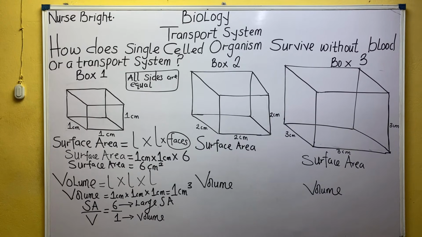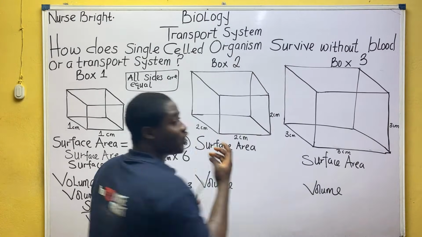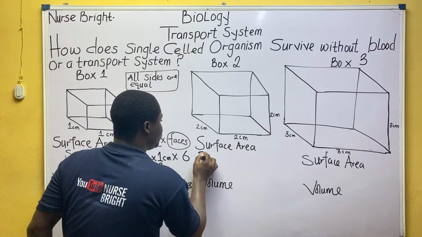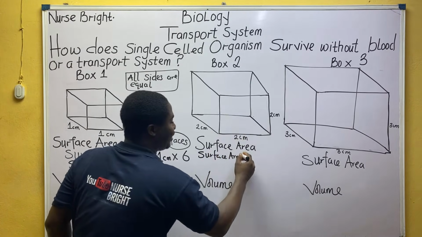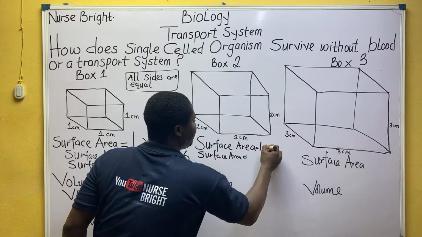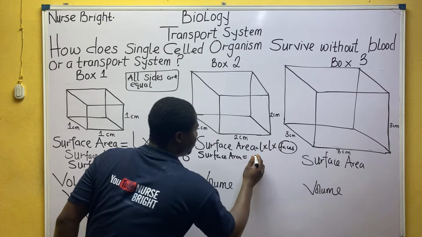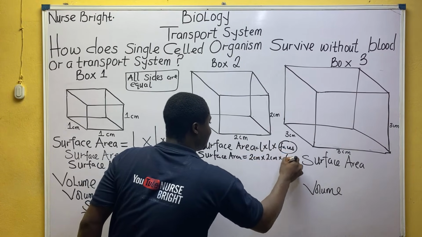Surface area is 6. Calculate for the other. If you calculate for these, it's still going to be the same. Let's do it together. Surface area is length times length times the number of faces, right? So it's 2 centimeter times 2 centimeter times 6.